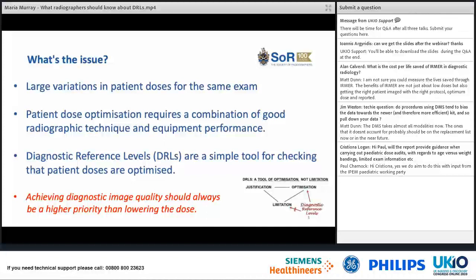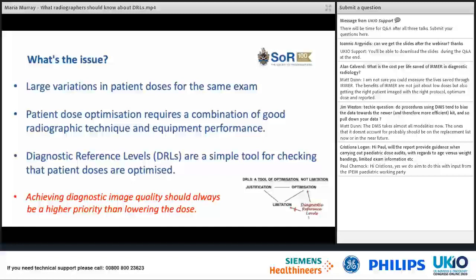Now, in terms of the three elements of good radiation protection practice, justification, optimization, and limitation, DRLs sort of come in between optimization and limitation, but they are not dose limits. And we should always remember that achieving diagnostic image quality should always be a higher priority than lowering the dose. It's all about answering that clinical question and having a good quality image, but also trying to keep the dose down.